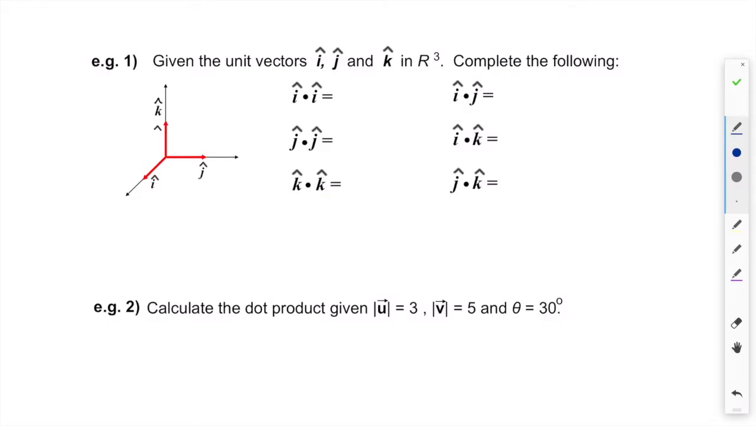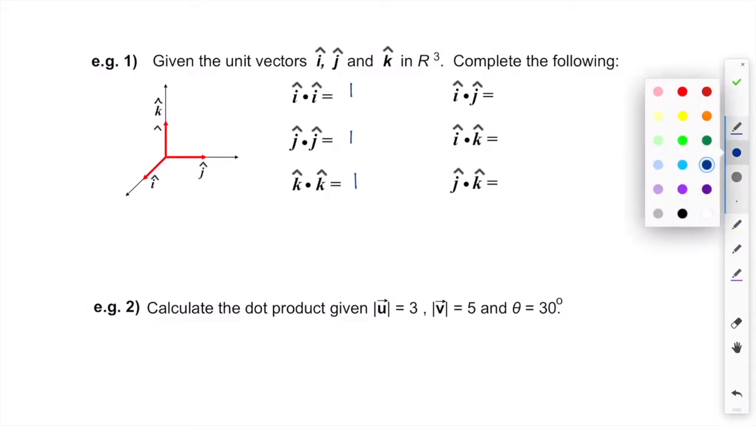So i dot i is 1. j dot j is 1. k dot k is 1. How about i dot j? The angle between vector i and j is 90 degrees, right?